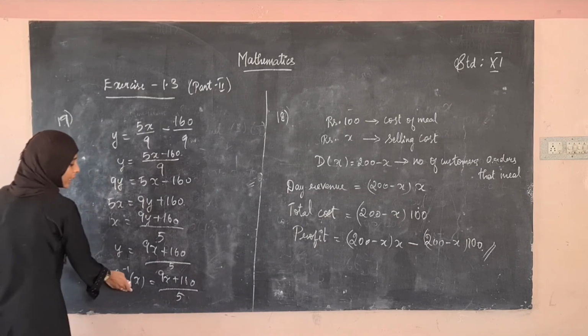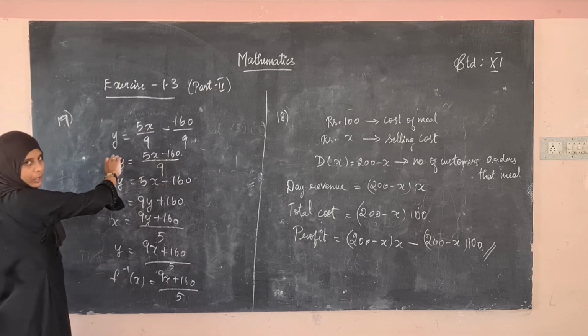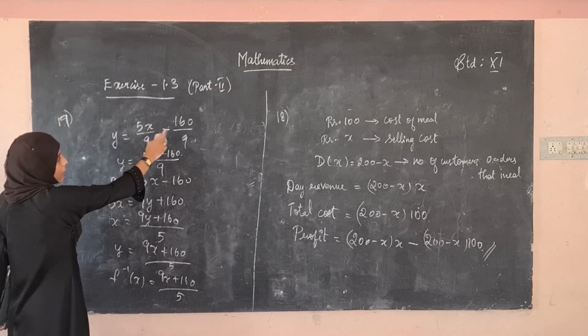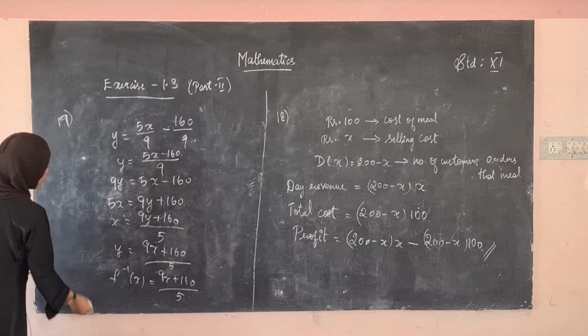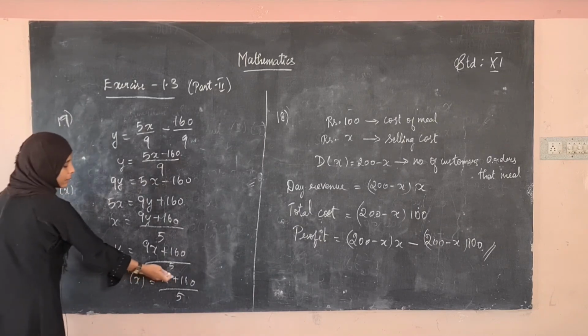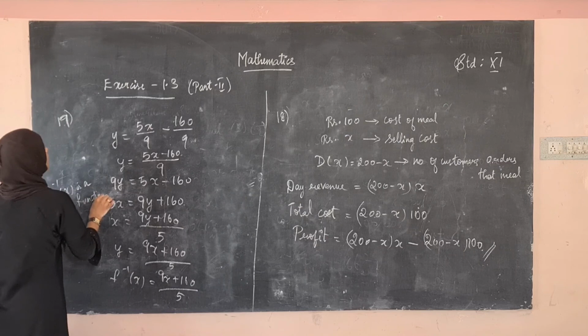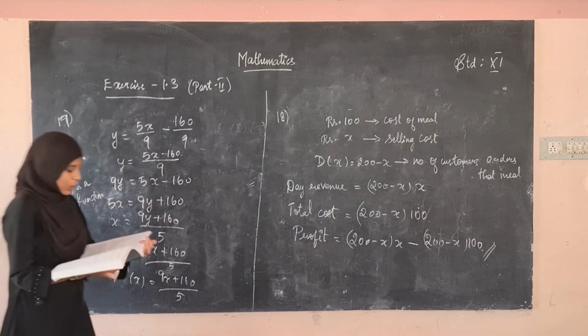So this is the inverse. You have to write the inverse. This is the inverse of the given function y is equal to 5x divided by 9 minus 160 divided by 9. And here f inverse of x is taken as 9x plus 160 divided by 5, which is a function. It's a function. Okay. Now the 20th sum.